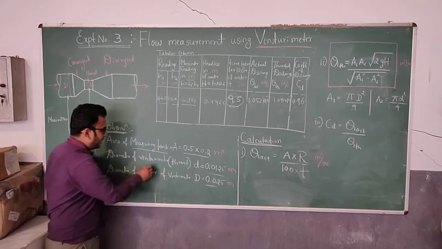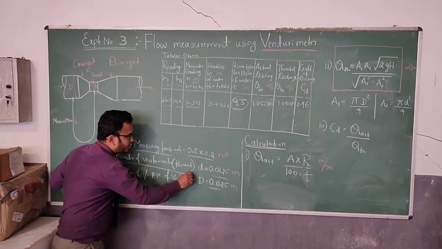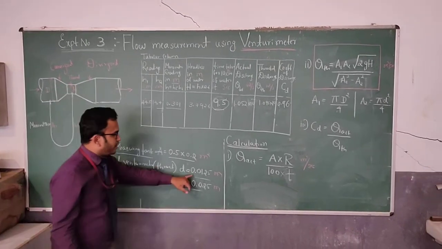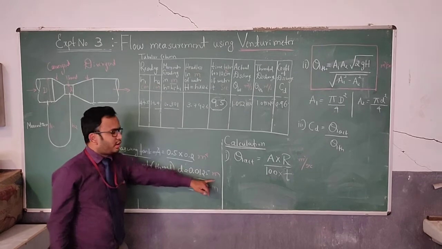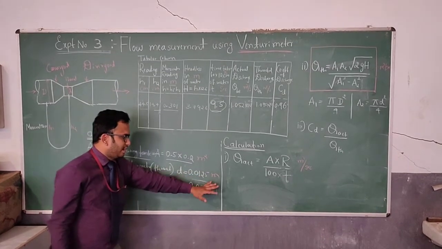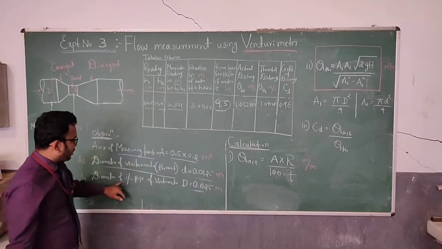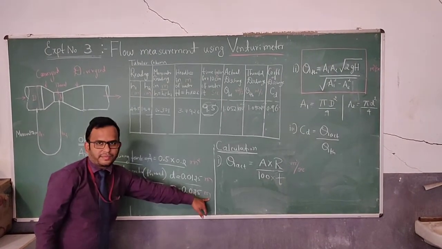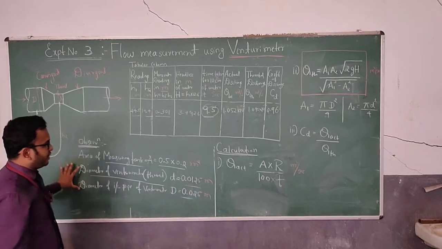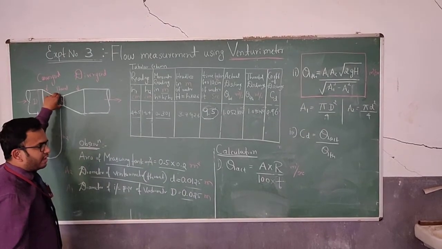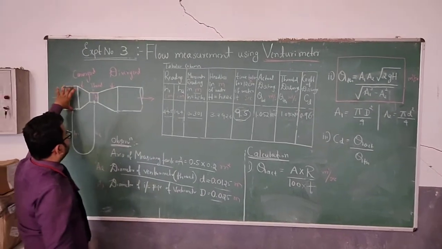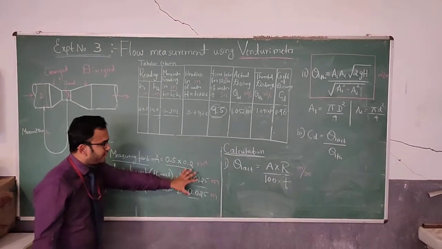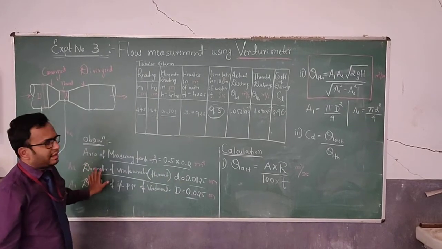Then the diameter of the venturimeter, that is the throat, this part. The diameter small d is the diameter of the throat, that is 0.0125 meter or 12.5 mm. Then the diameter of the inlet pipe of the venturimeter, capital D, equals 0.025 meter. This is the small d, 0.0125 meter, and this is capital D, that is 0.025 meter. So these are the observations of the venturimeter which are provided in the experiment.